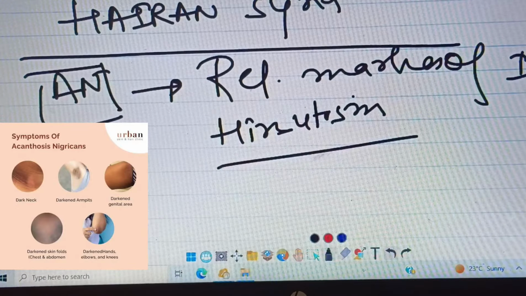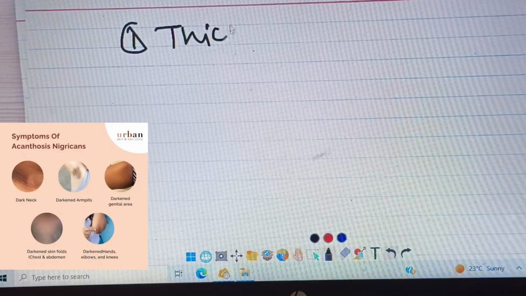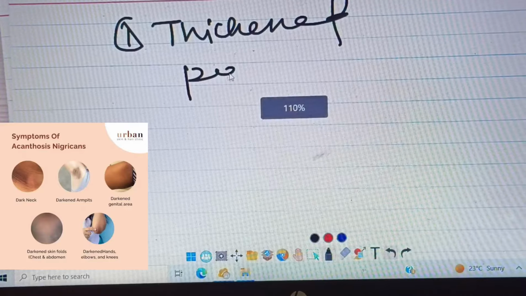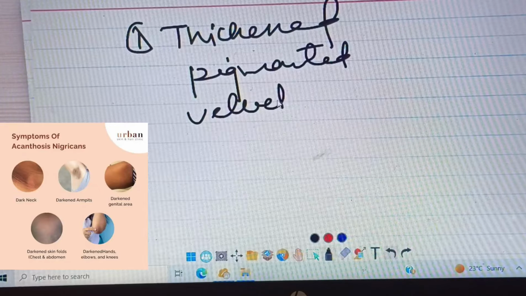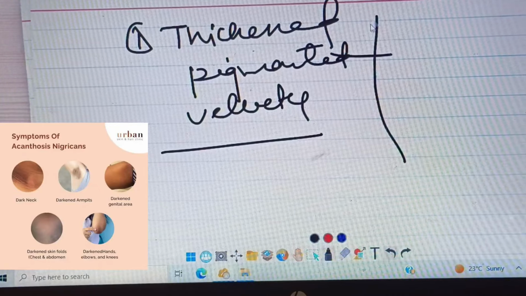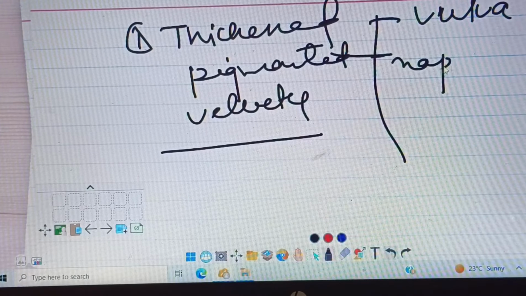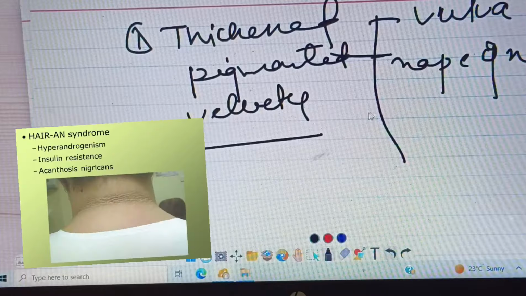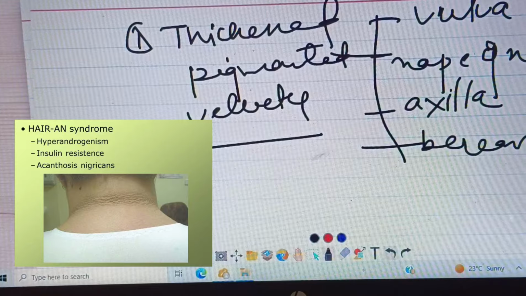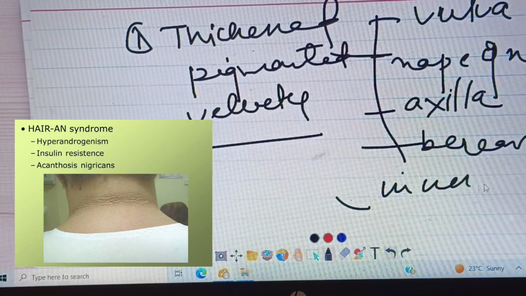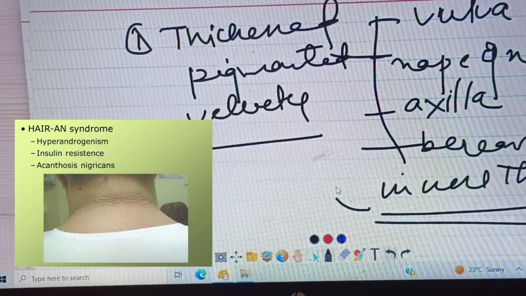So what is acanthosis nigricans? Acanthosis nigricans is characterized by thickened, pigmented and velvety skin lesions that are most commonly found in the vulva, then nape of neck, axilla, below the breast and inner thighs. So this is all because of the insulin resistance in the hirsutism woman.